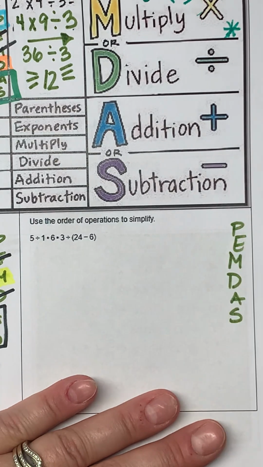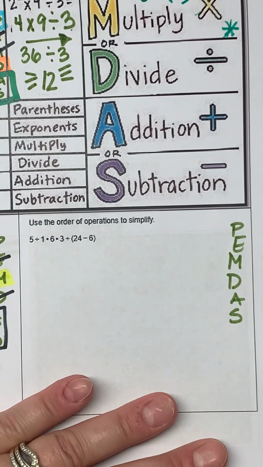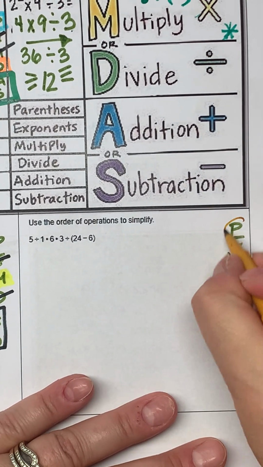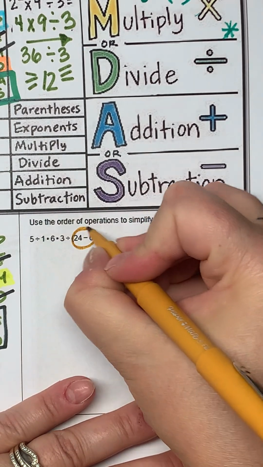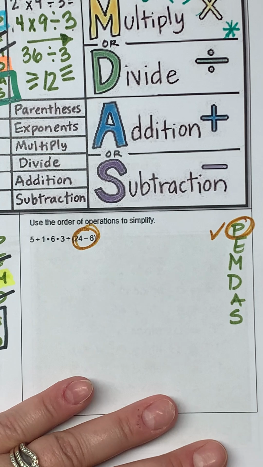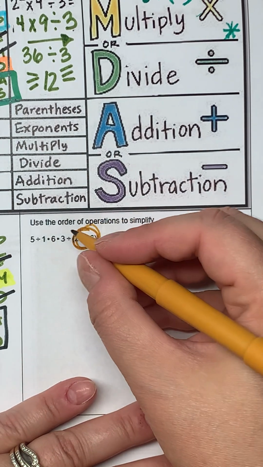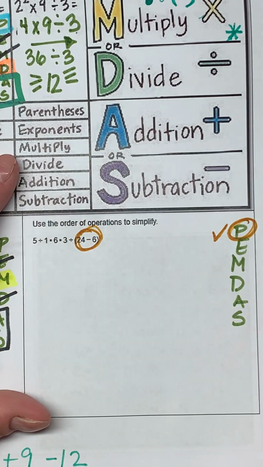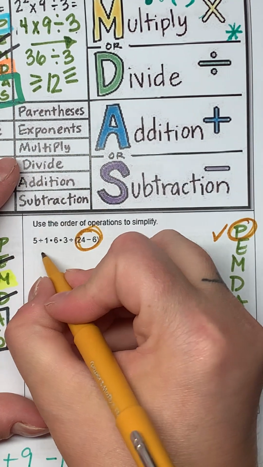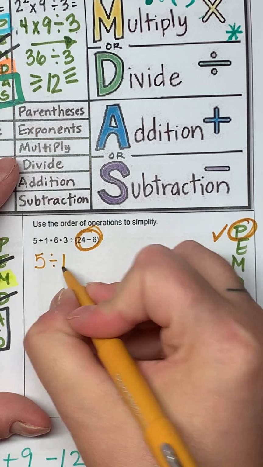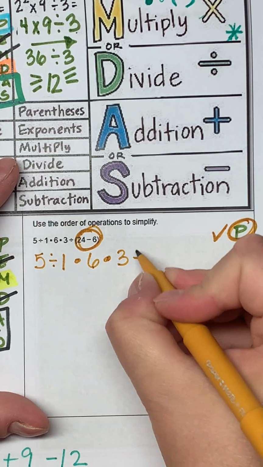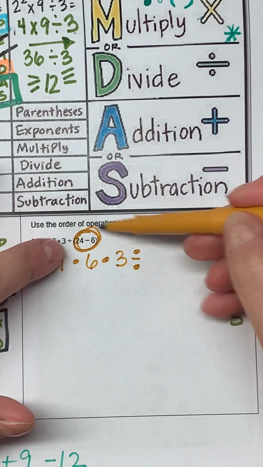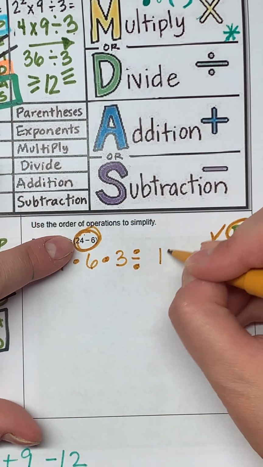Okay, first I wrote out my PEMDAS. Now we're going to do what's in the parentheses. So in the parentheses is 24 minus 6. And 24 minus 6, that's 18. So let's rewrite everything. I'm going to keep the 5, divide 1, multiply 6, multiply 3, divide. And then now 24 minus 6 is 18.